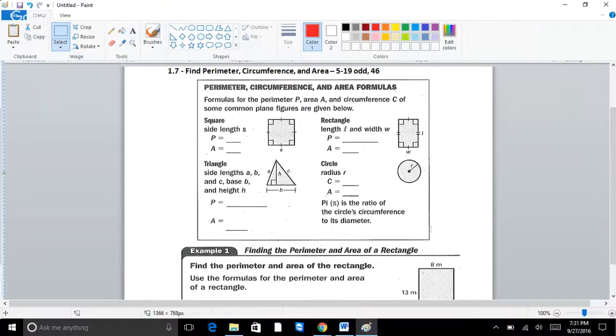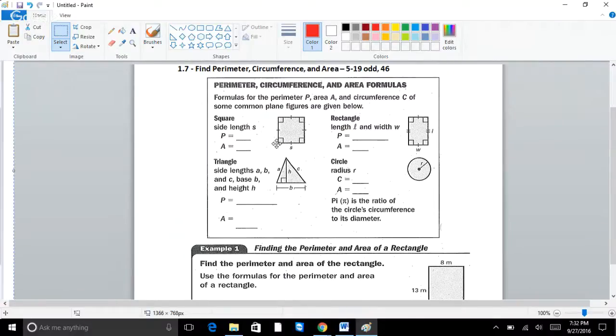I'm going to go through these pretty quickly. The perimeter of a square that has a side that is length S is 4 times S, right? It's basically the side plus the side plus the side plus the side, or 4 times the side. The area is the side S times the side S, or you could write it as S squared. Okay, I think that's all pretty straightforward.